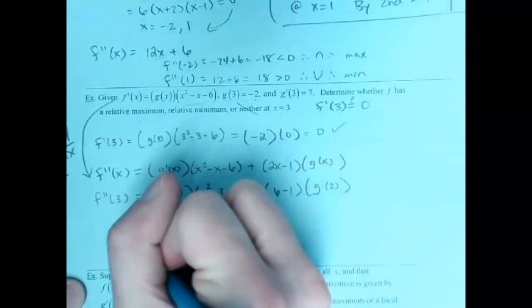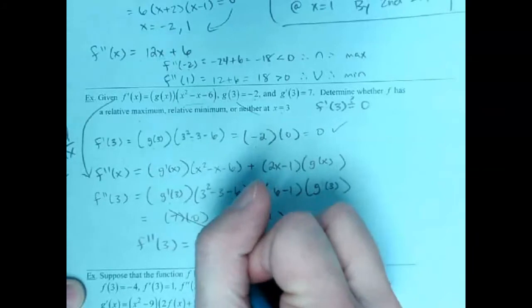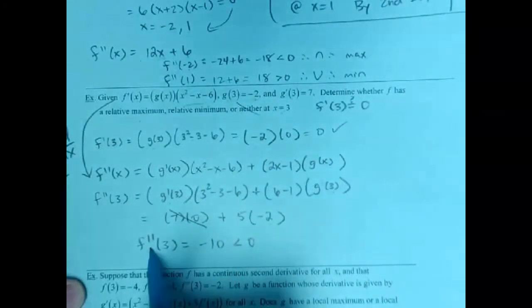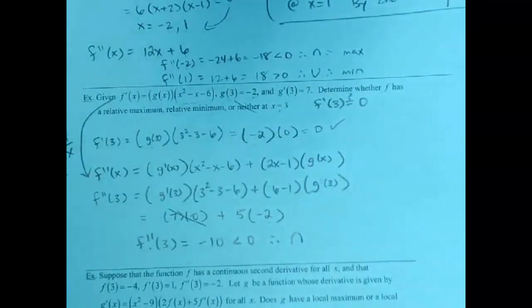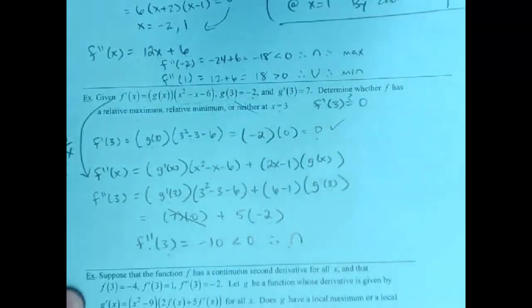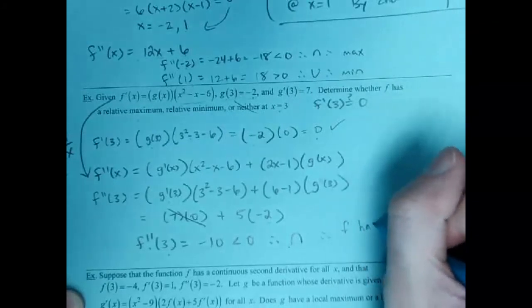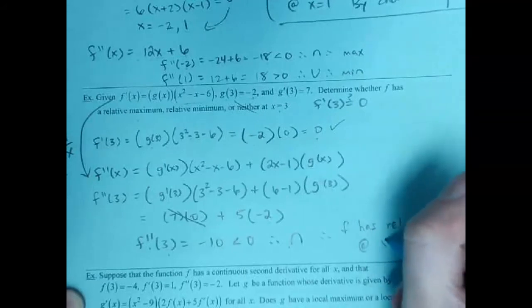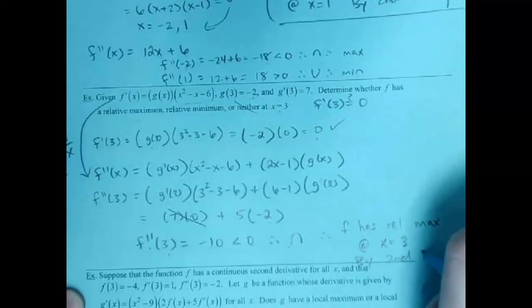So then I've got f double prime of 3. That's going to be equal to negative 10, which is less than 0. And if the second derivative is negative, that means concave down. And if the first derivative is 0, and the second derivative is less than 0, which means concave down, I could say, therefore, f has a relative maximum at x equals 3, and your justification is by second derivative test.